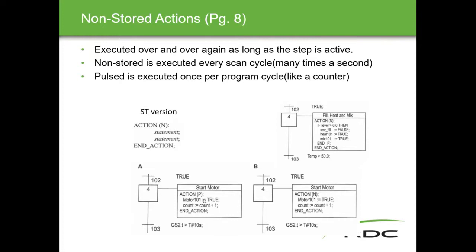The non-stored value here is executed many, many times a second. So if we look at this pulse action, as it goes through here, the motor count is only going to count one time every time we press the start button, or every time we start the motor, it's only going to count it once as it comes past this step. Whereas with a non-stored instruction, if we press start, it's going to count every time the program gets scanned. I believe they say in the ILM that this program scans every 100 milliseconds, 10 times a second or something like that, which means every scan cycle it's going to count, 10 times every second for 10 seconds. So it's going to count up to 100. So that's the difference between a pulse action and a non-stored action.